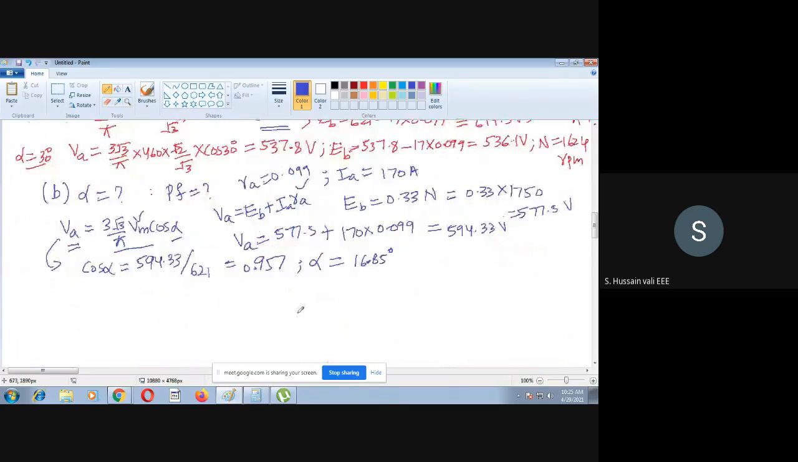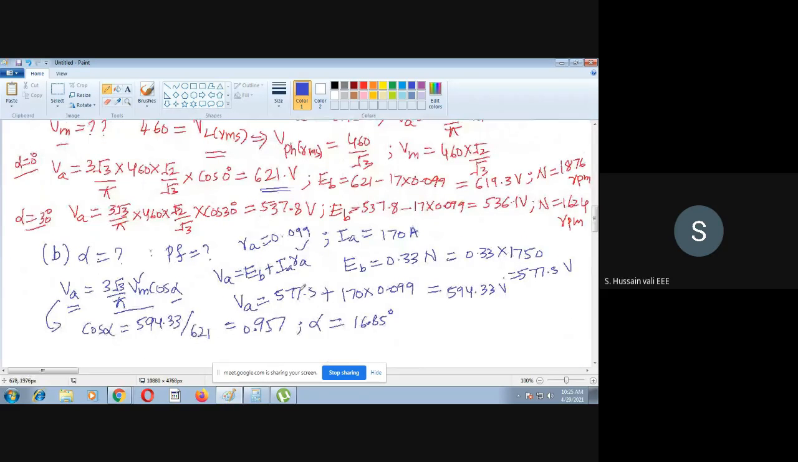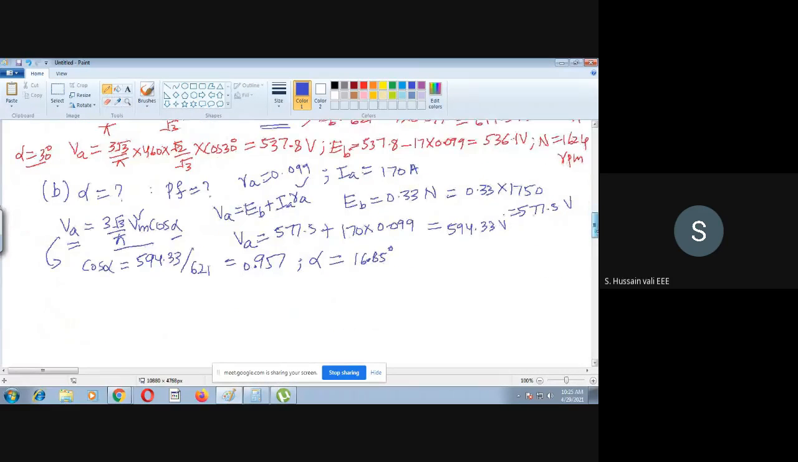To find out the power factor, I told you already that you cannot use the formula cos theta directly, but rather we have another procedure. What is that? Power factor is equal to real power by apparent power. This I told you already. What is the real power? The power which is going to the motor.